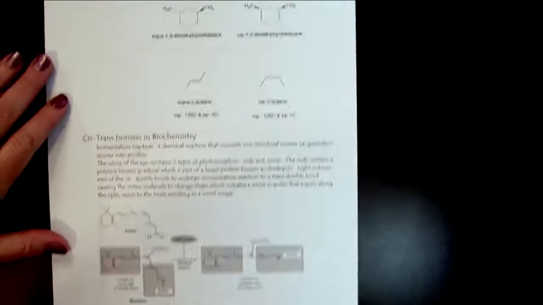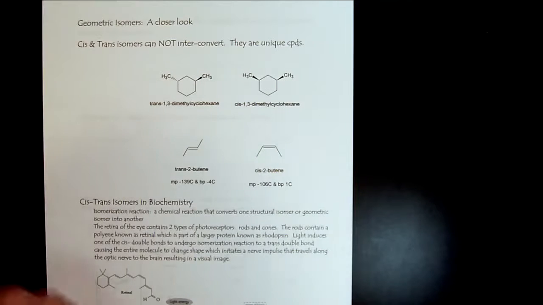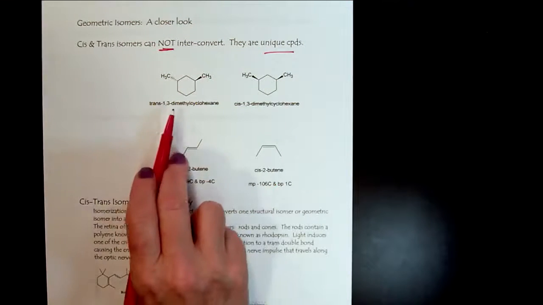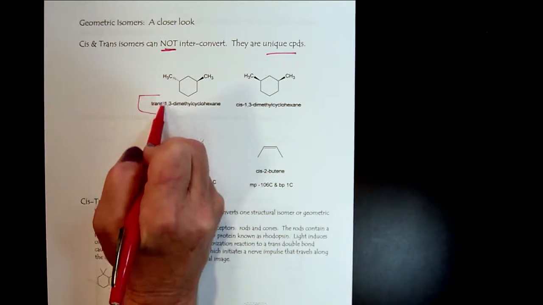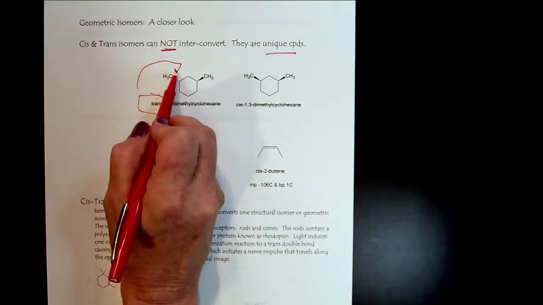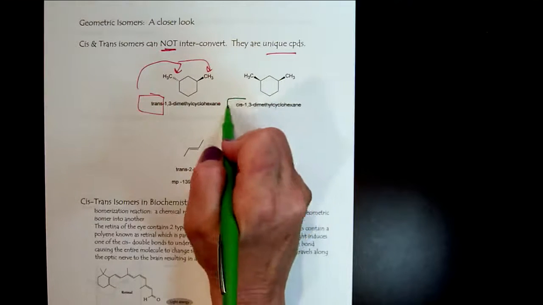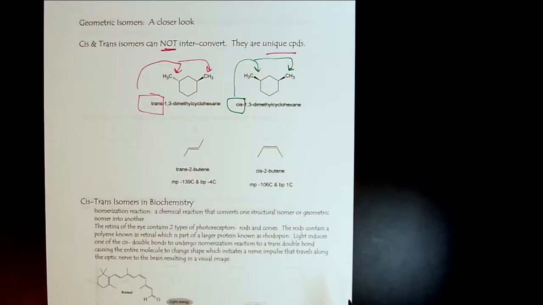and look a little more closely at the cis trans isomers, the geometric isomers. It's very important to realize that they cannot interconvert. They are unique compounds. So here we see the dash and the wedge. So that would give us our trans. And then here, there's two wedges. So that's why it's cis. Okay, so that's an important part of the name.